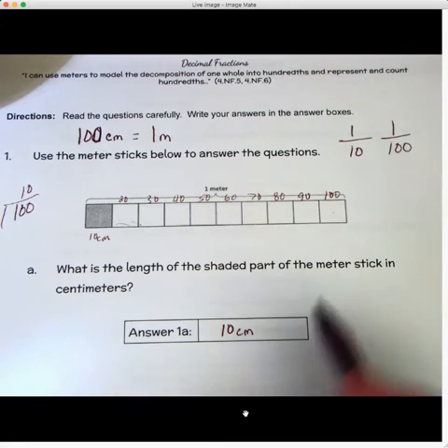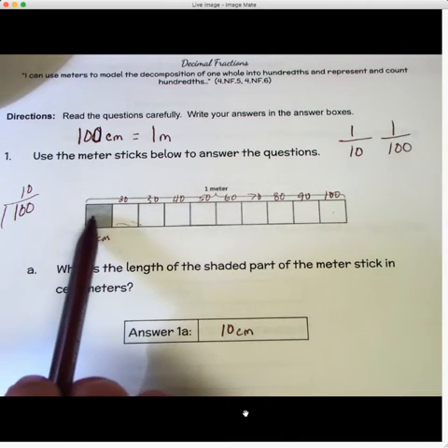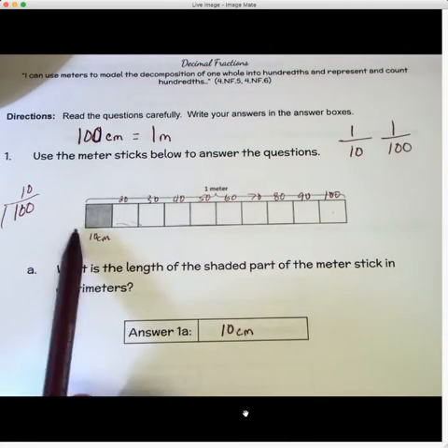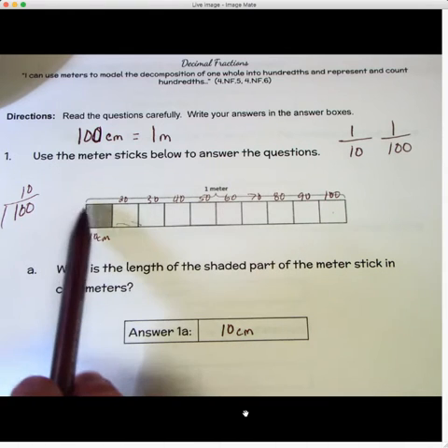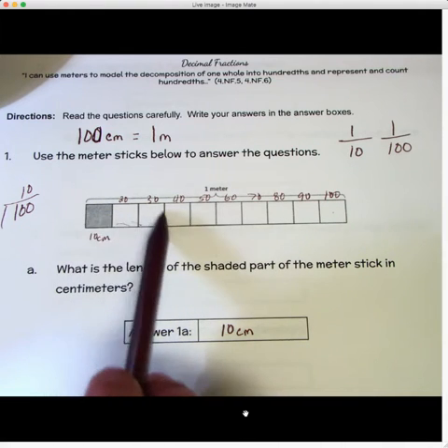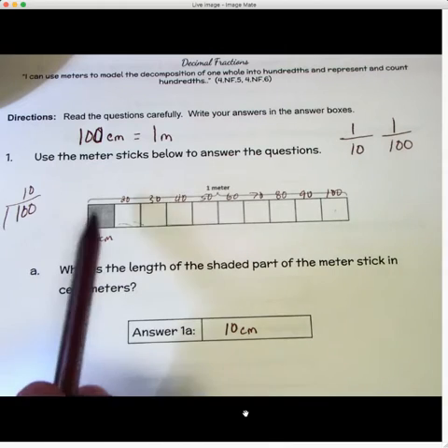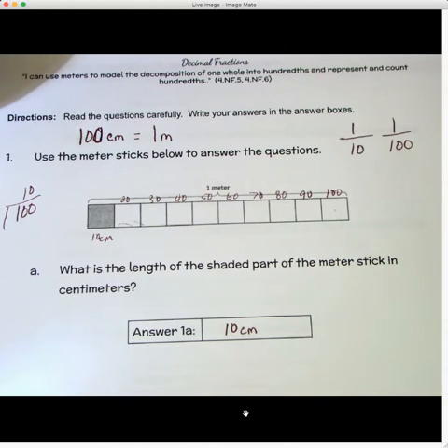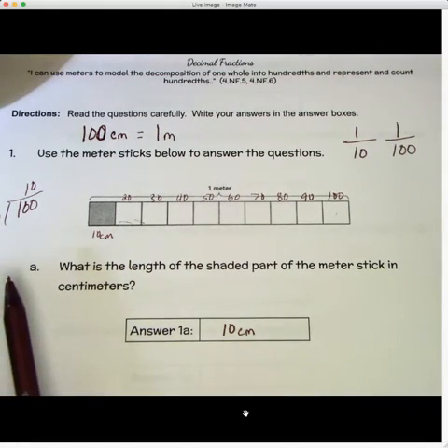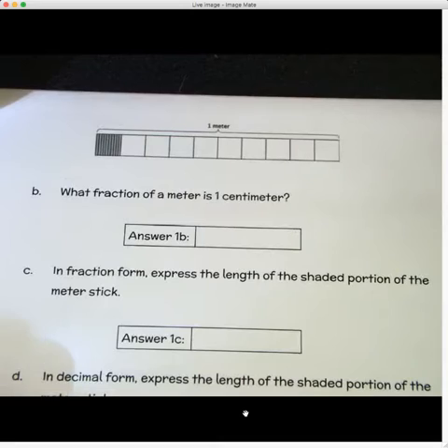So you've got to think about the comparison that there's 100 centimeters in 1 meter. So all the way across, there'd be 100. But if we divide that 100 into groups of 10, there'd be 10 boxes, and each box would equal 10 centimeters. Okay, so just think about that. That's a little bit confusing, the first part is. I think it gets a little bit easier the further we go.